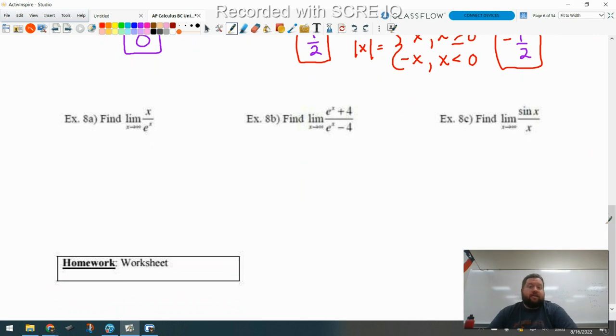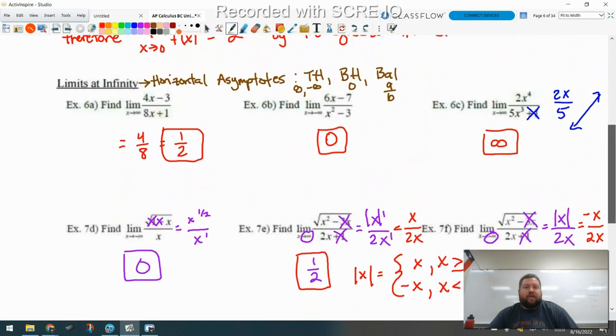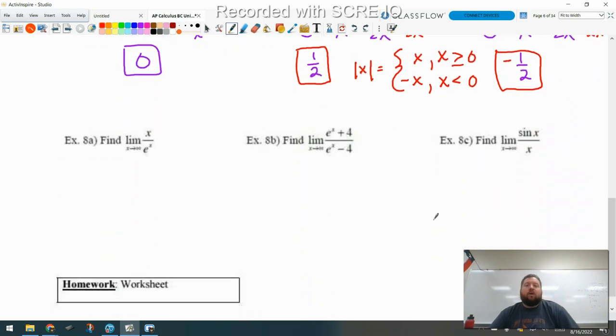All right, these aren't traditional rational functions, but you can still think of them the same way. You still want to think about them as top-heavy, bottom-heavy, or balanced. So this one, think about it as which one is more powerful. Is an e to the x more powerful, or is an x more powerful? Hopefully you know from your previous classes that an exponential function is much more powerful than just an x by itself. So that means that this is bottom-heavy, so this is equal to 0.